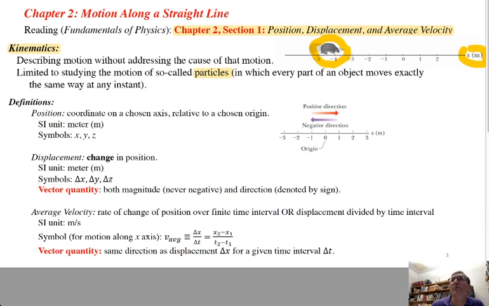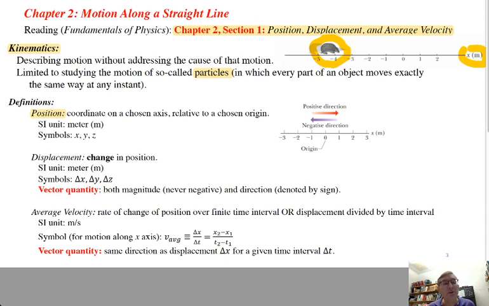So to describe that motion, what do we do? Well, we're going to define some very specific terms or quantities that we will use to help us describe the motion of a particle. So let's start looking at the various quantities that we're going to define. First quantity, position.